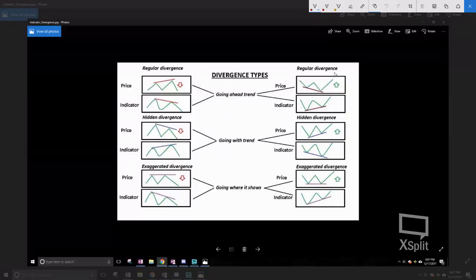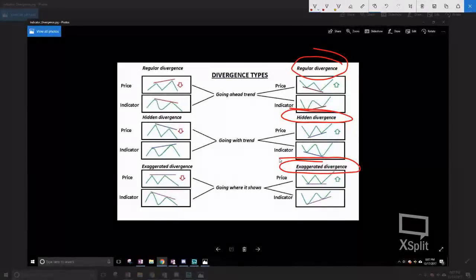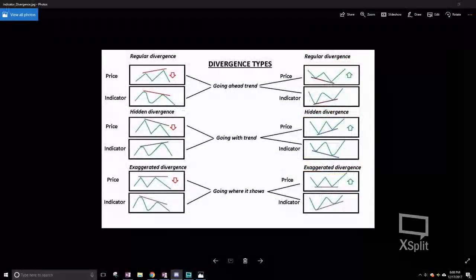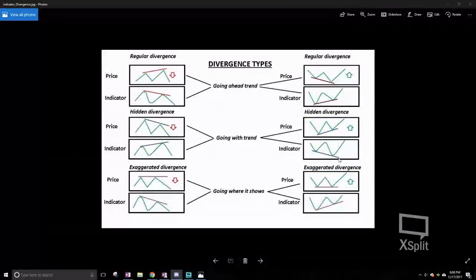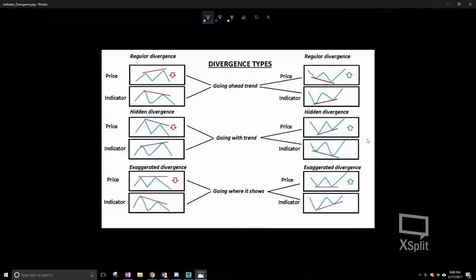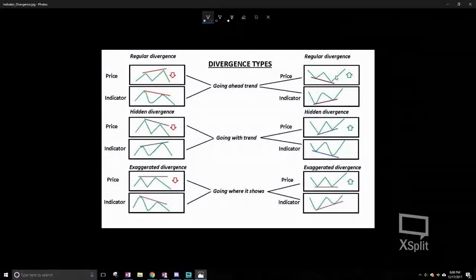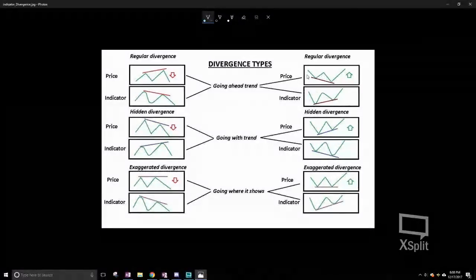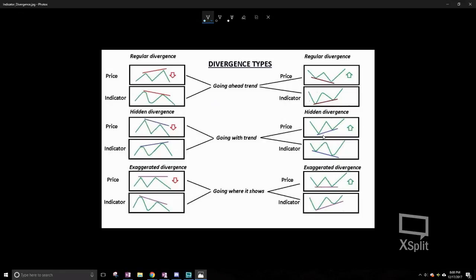So here we have regular divergence, we got hidden divergence, and we got exaggerated divergence. Call them what you want. But essentially, I pretty much always call them just a normal divergence. And you can see the different types here. For example, we have the price, and then we have an indicator, and they're opposites of each other.